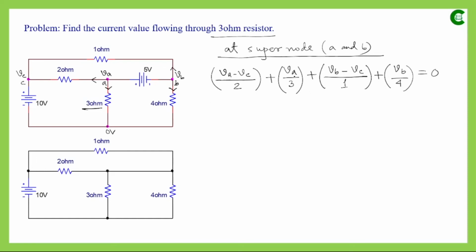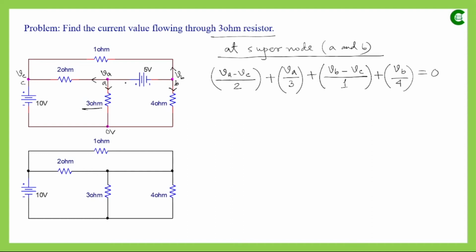Now this is one equation that we have found by applying KCL at the supernode, and in this equation we have 3 variables, which are VA, VB and VC. To simplify this equation and finally find the values of these potentials, we need some more equations. It will be helpful if we can form 2 more equations involving VA, VB and VC. Now let's see how we can form the other equations.